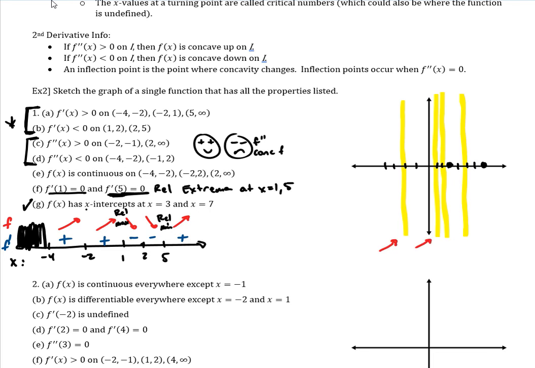So I'm breaking it up. During this portion right here is where it should increase. From -2 to 1 is where it should increase. And then it should decrease in that little interval, and then increase in that interval. Okay, so that's all I'm doing that highlighting for.